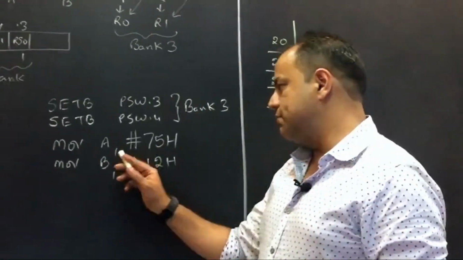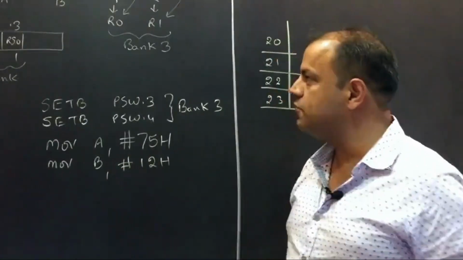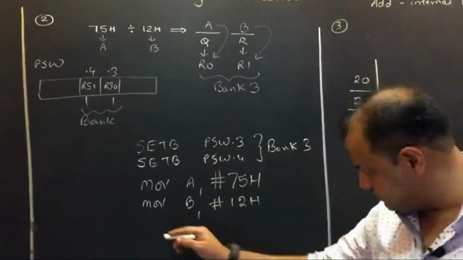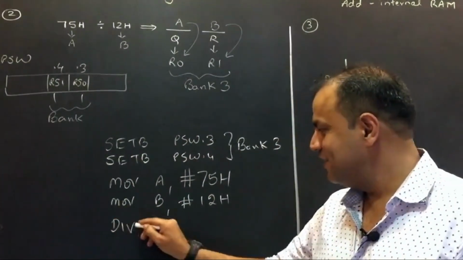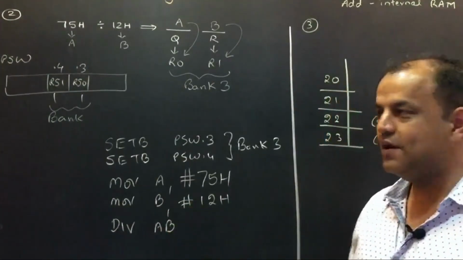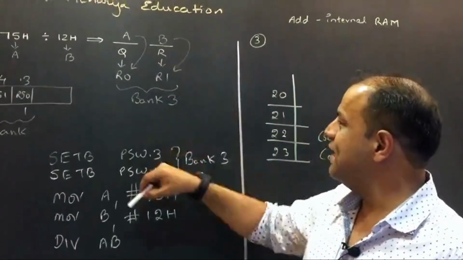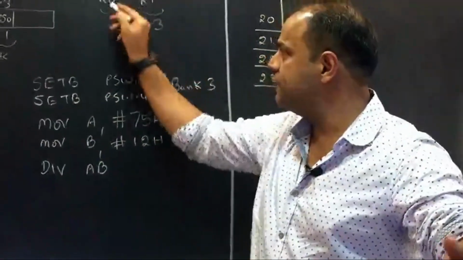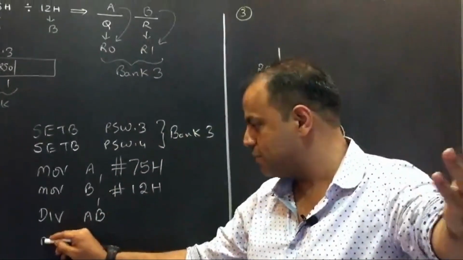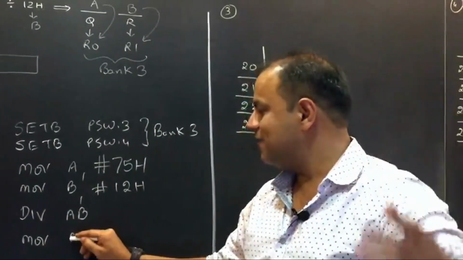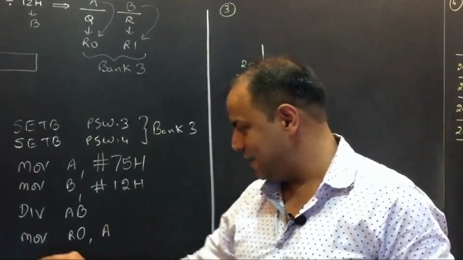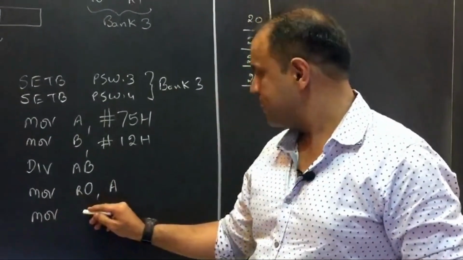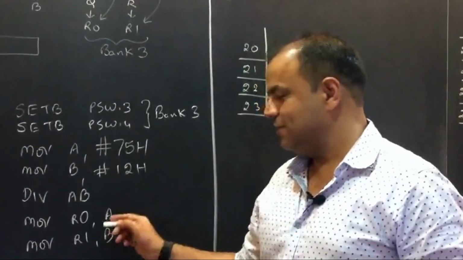Seriously. So, A has got 75, B has got 12. Now what do you want to do? Divide them. Div AB. You've done your division. A has the quotient, B has the remainder. From A, store it into R0. Move R0, comma A. Excellent. Move R1, comma B. Job done.